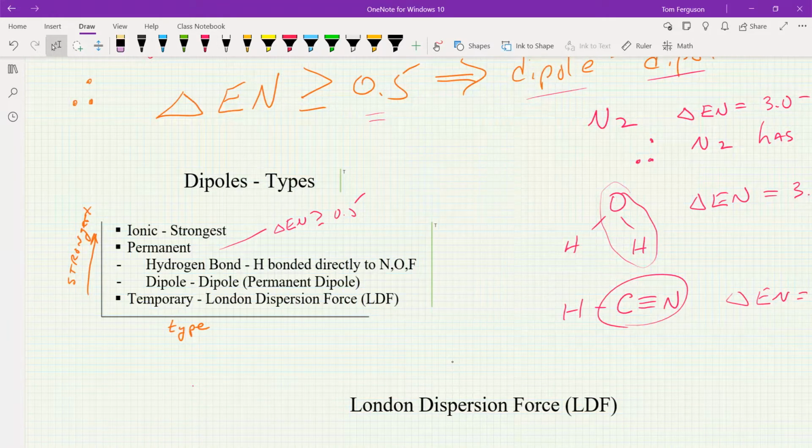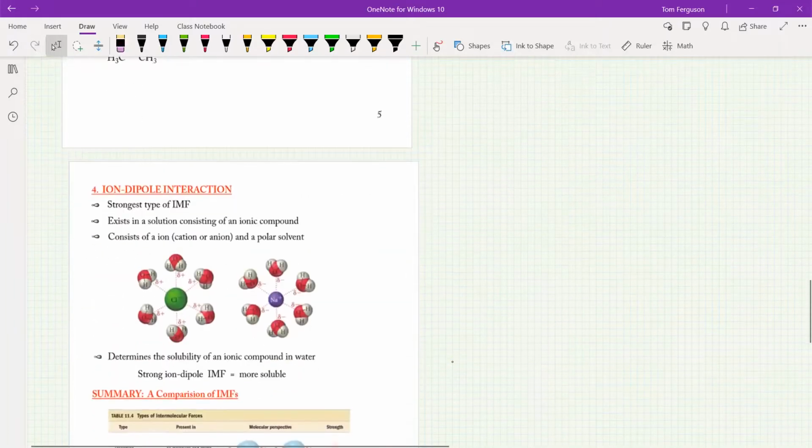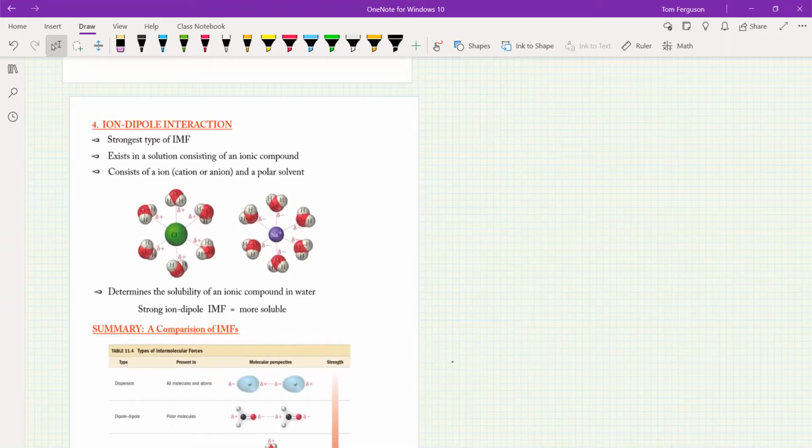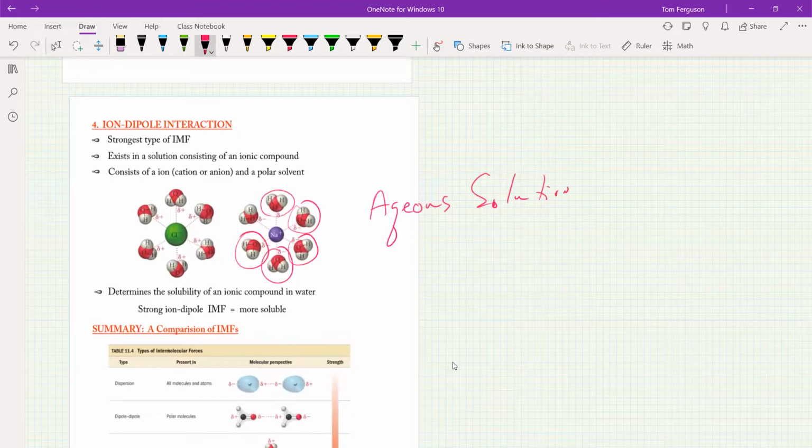If we look at the strongest, it's called an ionic or ion-dipole interaction. That's where you've got a strong polar molecule like water. So we have an aqueous solution of table salt. Okay, so we have a hydration boundary around the anion chloride and a hydration boundary around the cation sodium.